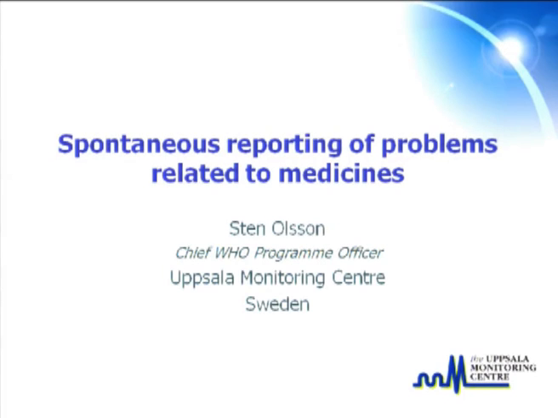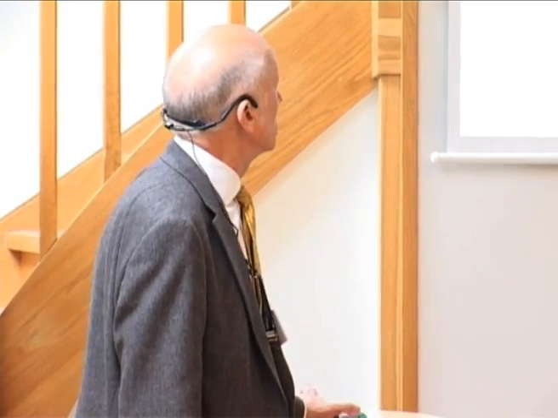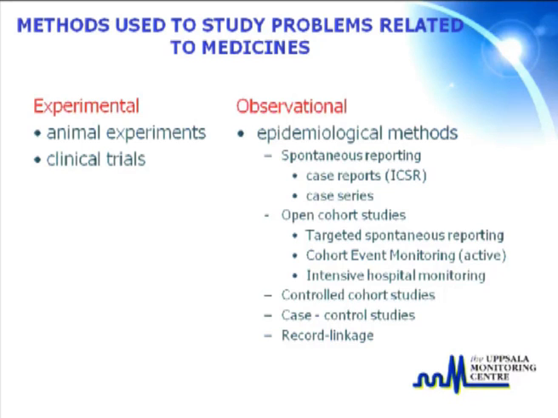I will talk more specifically about spontaneous reporting. And just to put it in context, I have already talked about the experimental methods that we use to find out about drug-related risks. They are the animal experiments and the clinical trials. They are experimental because in clinical trials you can have a control group, you can have a placebo group. But once you have a drug on the market, you don't do experiments with patients. So then we can only observe.